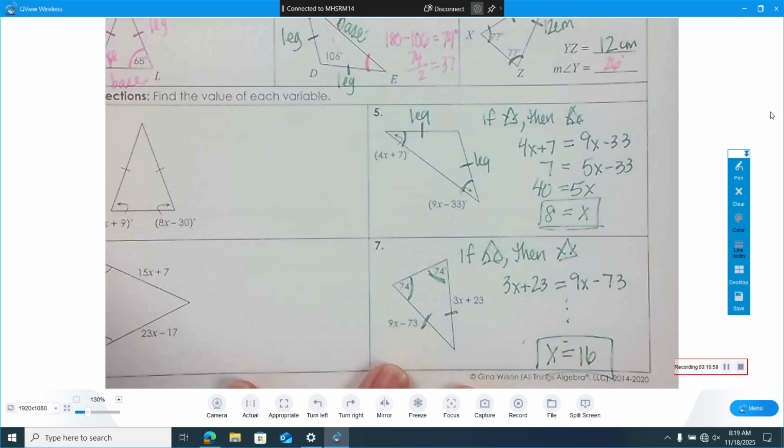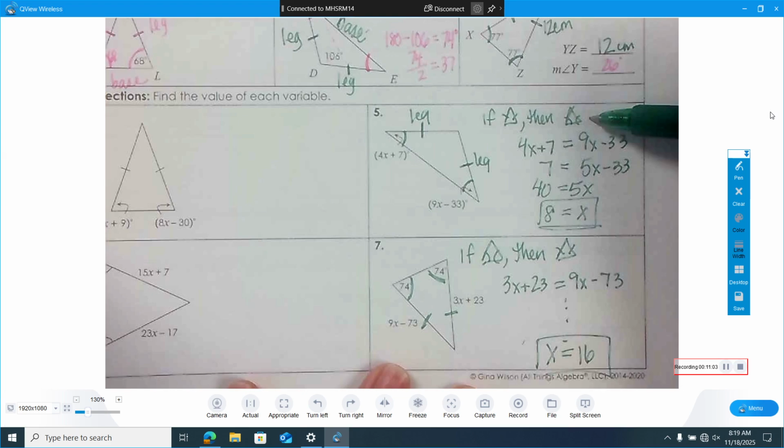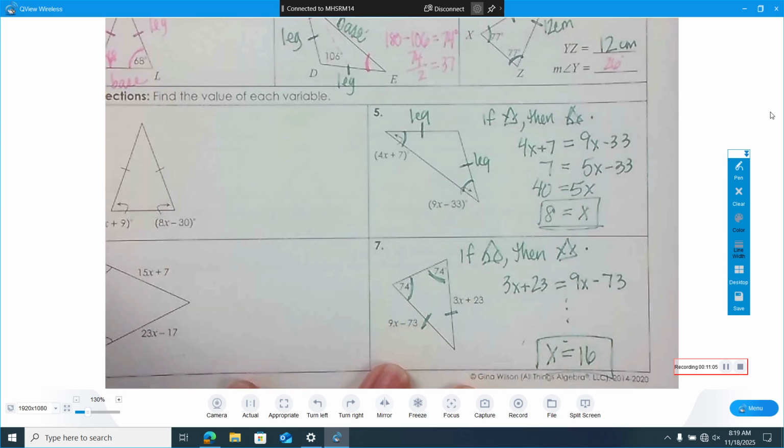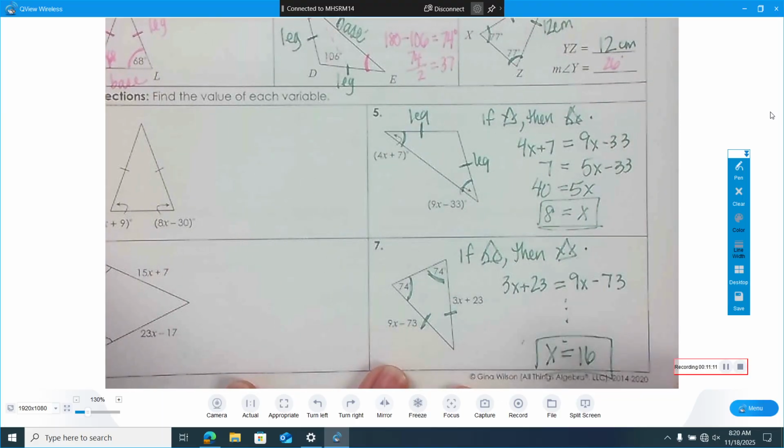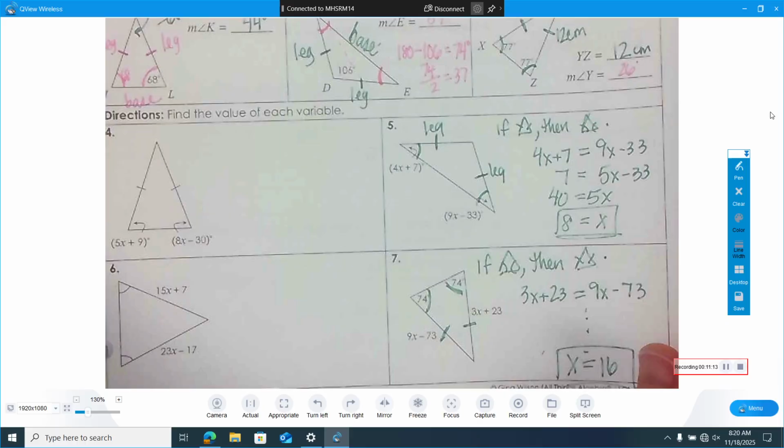So pretty easy. We have our isosceles theorem and then the converse. So if the sides are congruent, then we know the base angles are, and if the base angles are, then we know that the legs are congruent. So pretty easy there. Any questions so far? All right, let's turn to page.